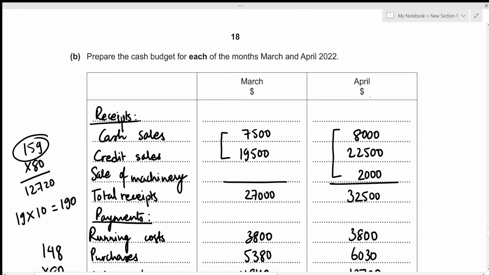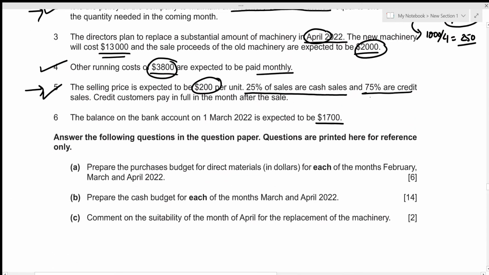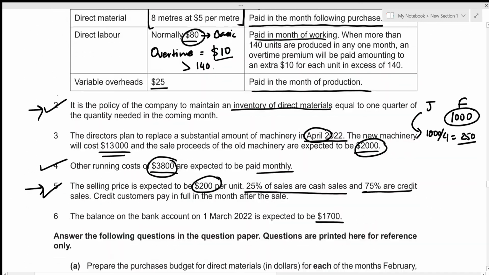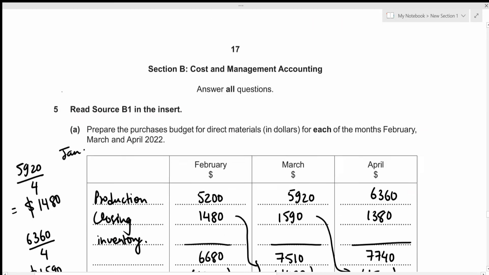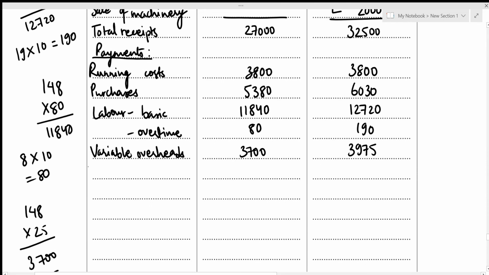Okay, let's have a look at the above information again. So we are done with number 1. We are done with number 2. For number 3, there was a purchase of new machinery in the month of April, which means that we need to pay for that particular purchase, right? And it amounted to 13,000. So we need to record this amount of 13,000 in the month of April in our payment section of cash budget under the heading of new machinery. Let's do that. So that's new machinery. Okay, and this was for the month of April. That's 13,000.